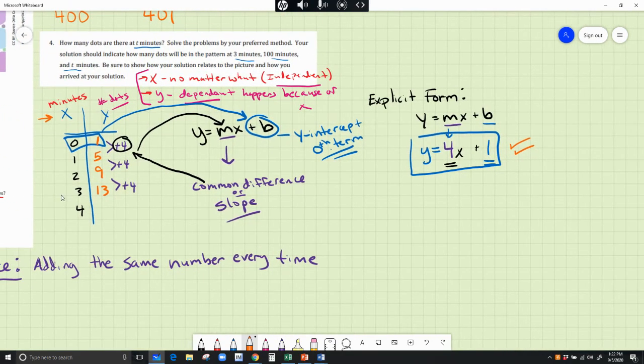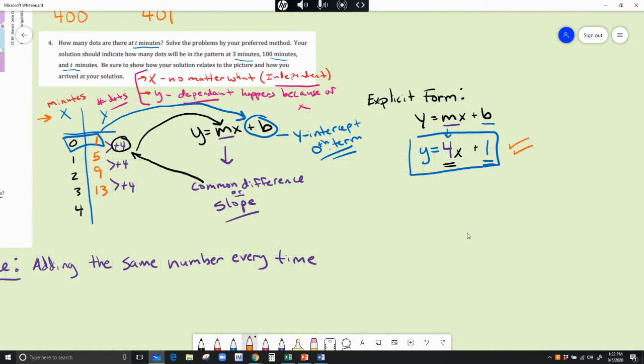So that's us relating it to the picture. Now come back and relate it to the table. It's the exact same thing. You're adding 4 every single time. X is the number of times you're adding 4. So if I said 4 times 3, then that would mean I'm adding 4 3 times. And that basically would mean you're at minute 3, and then add the 1.